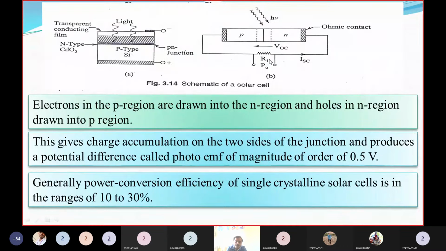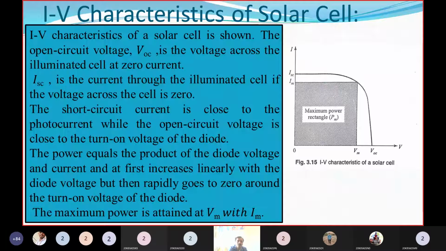Okay, now we'll discuss the variation of current versus voltage. This is the diagram of the IV characteristics of the solar cell. Suppose the voltage is like this, and the current will be like this. Up to a particular value the current will be constant, and after that it decreases slowly, and after a particular voltage the current decreases very drastically.